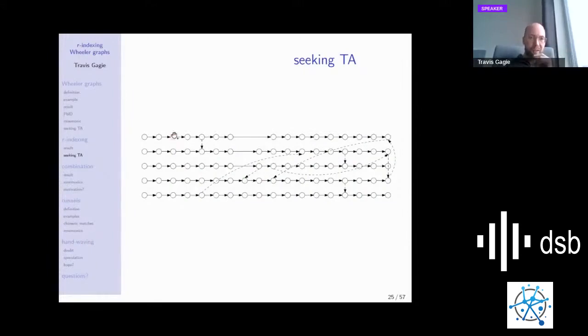So we found this red circle. How do we find the other occurrences of TA? Well, I'm going to follow this line until I hit one of these dashed pointers. Okay, and I'm going to keep track of how many steps that is.